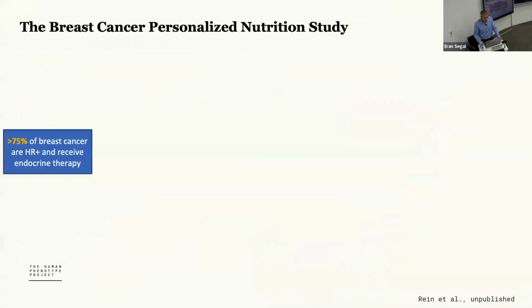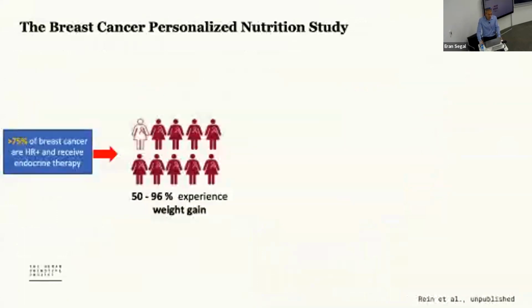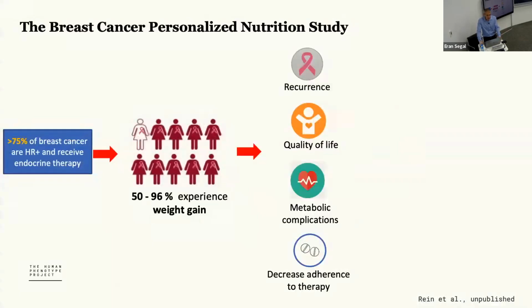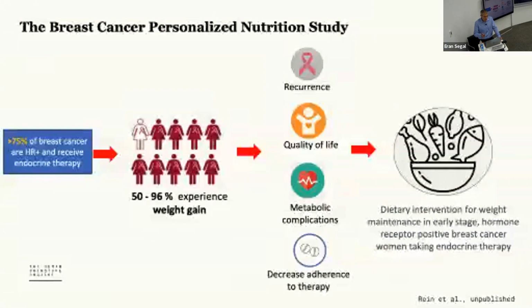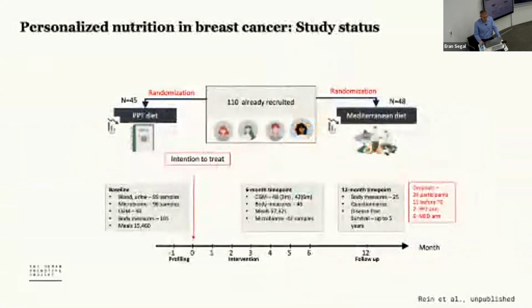We are also nearly completing a similar dietary intervention in women with breast cancer. This is an important problem to work on because over 75% of breast cancer patients are hormone receptor positive, so they receive endocrine therapy, but that therapy has a side effect of weight gain, which is bad in itself in terms of health, but also causes many of the women to stop taking their medication. So it's important to treat this problem.